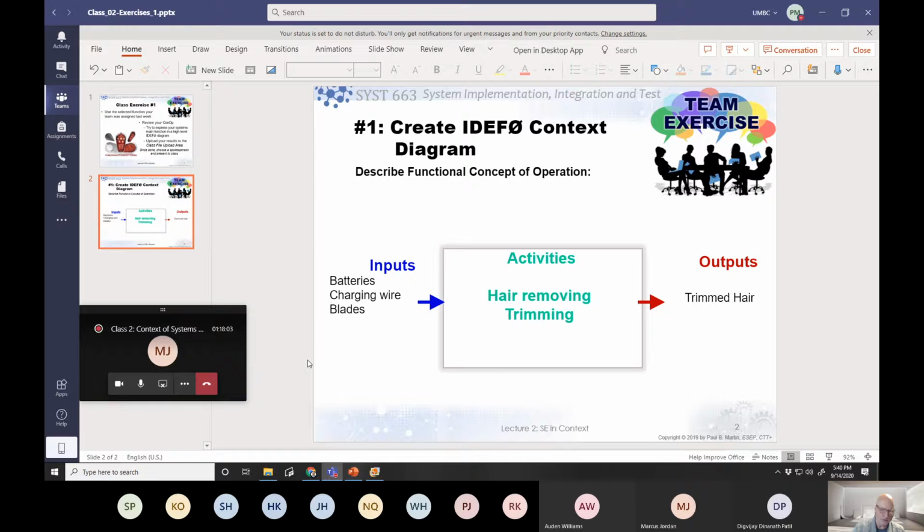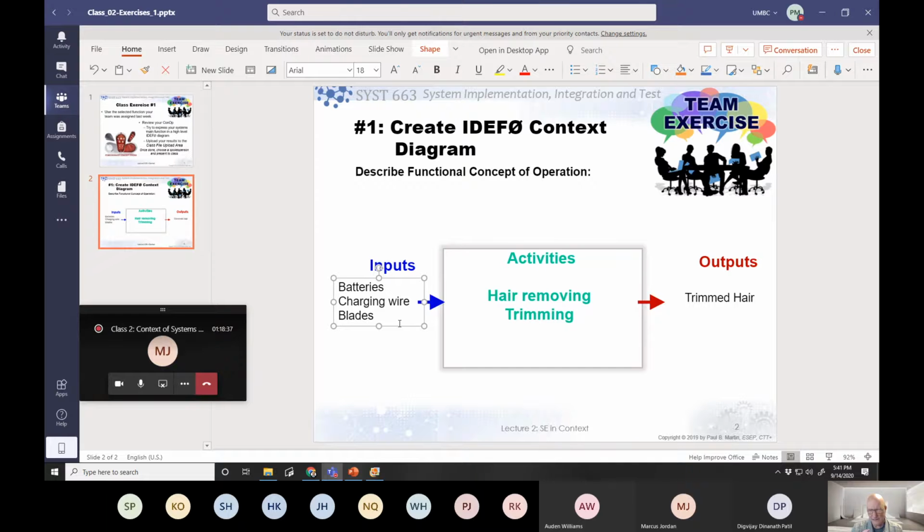That probably would have helped as you were working this. So, batteries, yeah, you need that to get the blades to work. Is that what you're thinking? So function: you've got your blades, you're charging it. Your charging wire is not an input, it's the actual thing that holds the energy, correct? Yeah, so you just have to think about, is that an input or is that within the process itself?